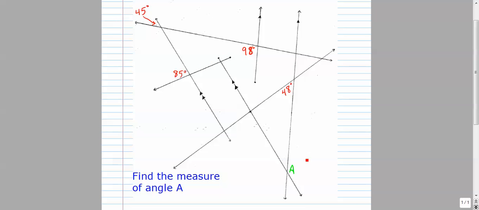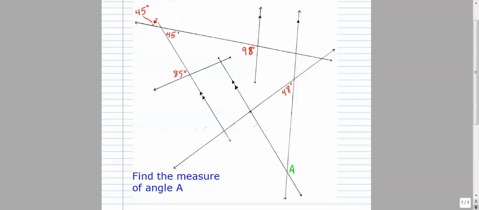So your task right here is to find the measure of the angle all the way down here, measure of angle A. To do that, we can't just go ahead and jump down there immediately. We have to kind of build up to that using some of our knowledge. So anytime you see a complex picture, it might be a good idea to start filling in obvious things.